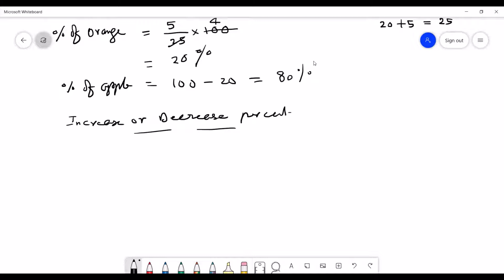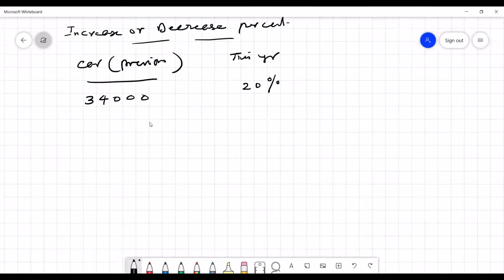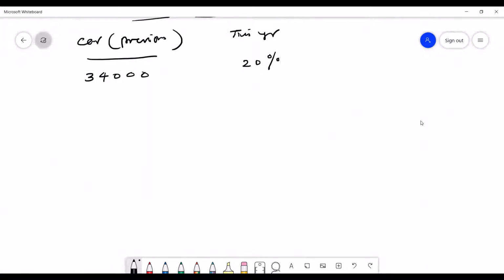Suppose the price of a car in the previous year, we are taking it as 34,000. And this year, there is a 20% increase in the price of this particular car. So how much do we have to pay to purchase that particular car today?